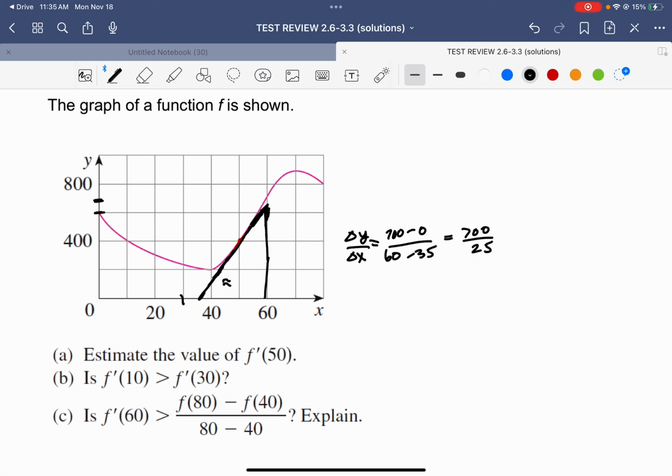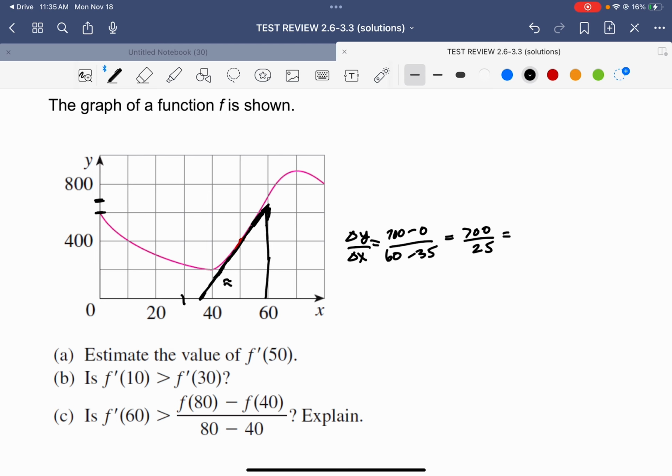So that'd be 4 times 7 is 28, right? Is that right? No. 4 times 7, yeah, 28, right? It's going to be 28. Just to make sure that my brain is working properly today.